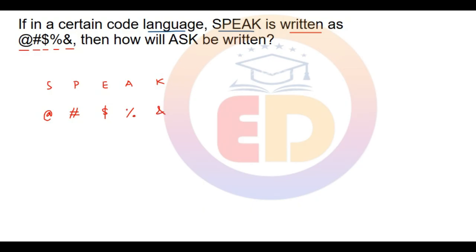And they're asking, then how will ASK be written? The code of ASK can be picked up from this given letter. The code of A will be percent. The code of S will be @ and the code of K will be a symbol of and. Our answer will be percent @ and. This is an example of symbol coding, where the code of the letters are given in the form of symbols.